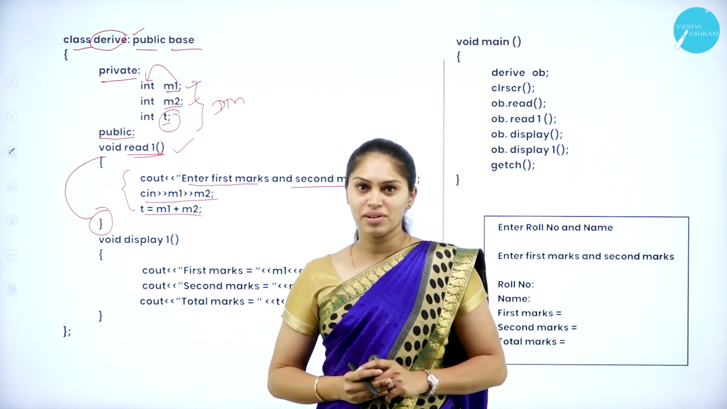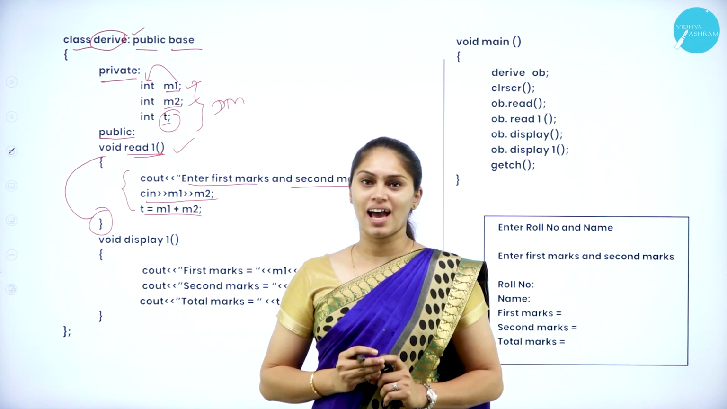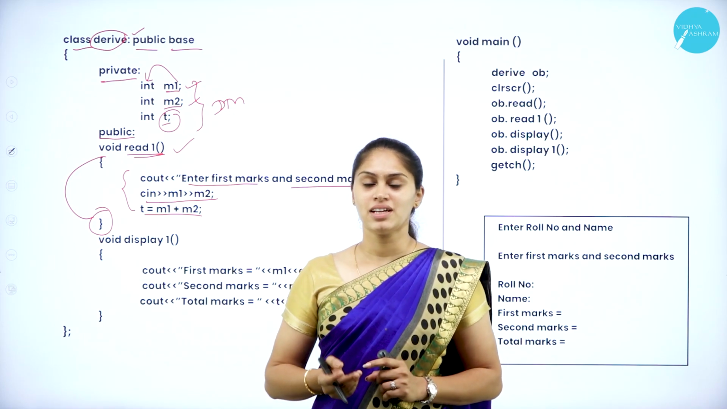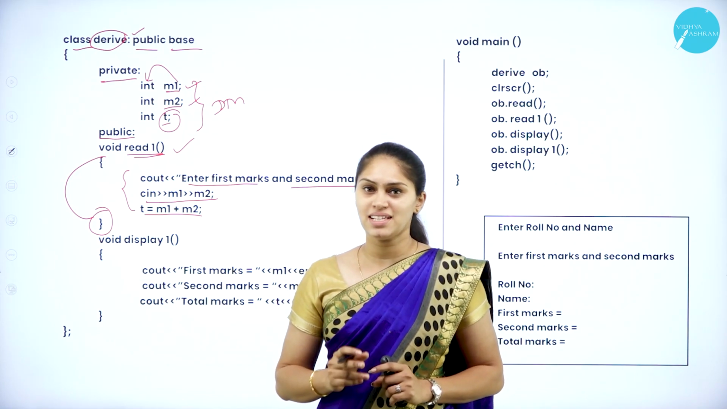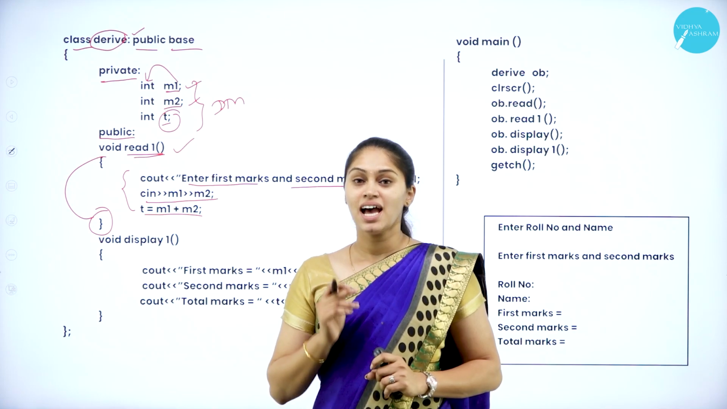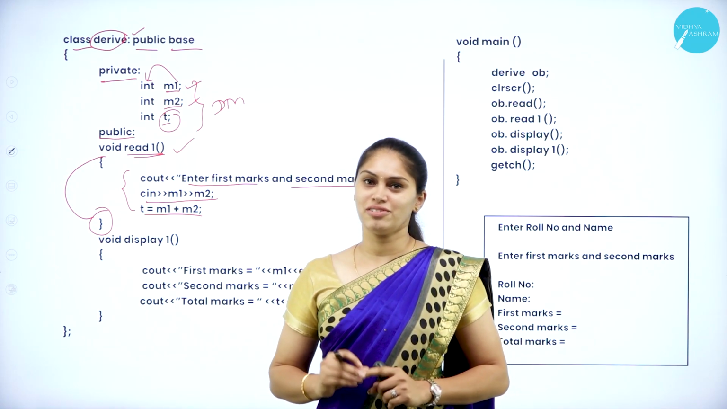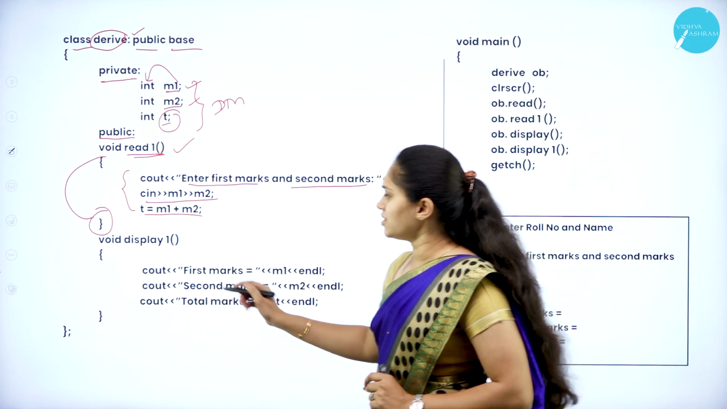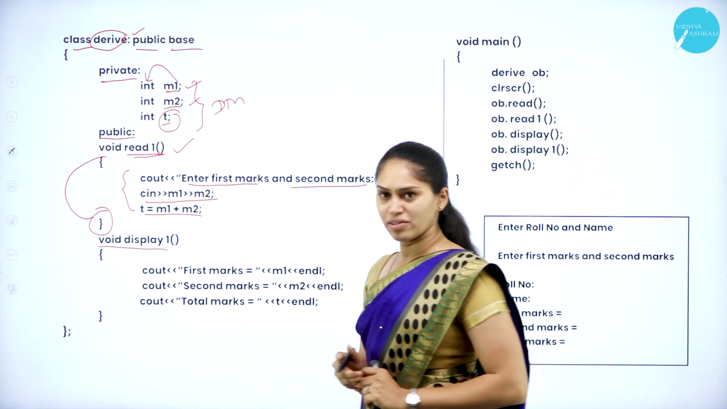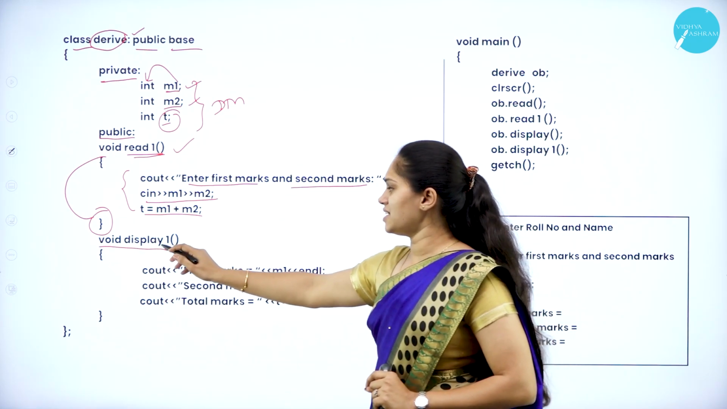What is the next member function that I have in the derived class? That is display1. You just recall that display is the member function of the base class and display1 is the member function of the derived class. So here I am taking one more member function of the derived class, that is display1.